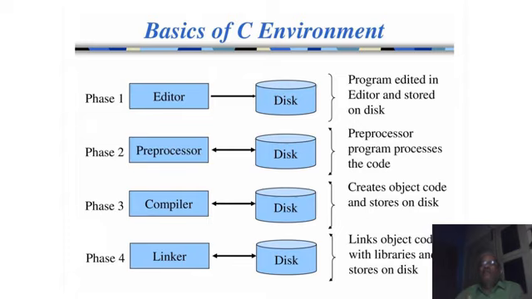Let us see this in a simple diagram. This is the diagram for the C environment. In phase 1, the editor is connected to the disk, and the program edited in the editor is stored on a disk.